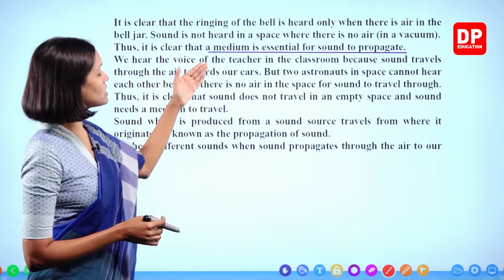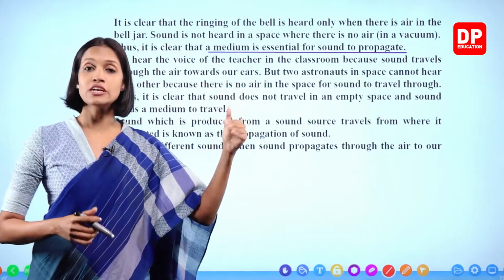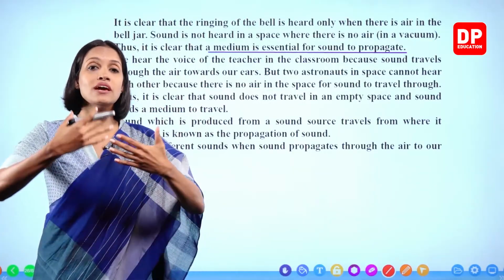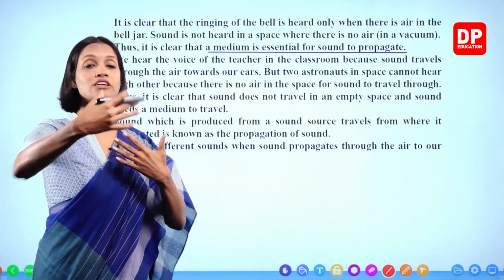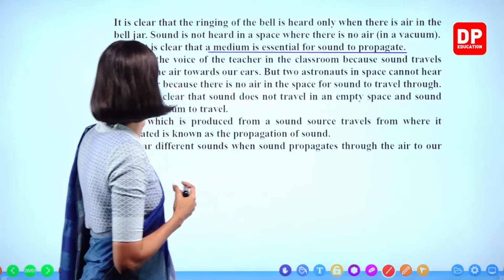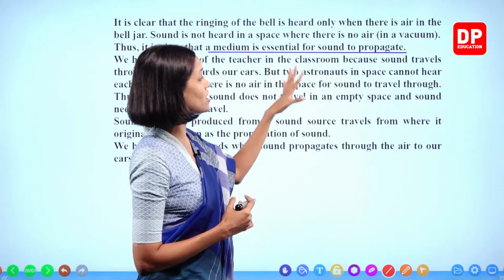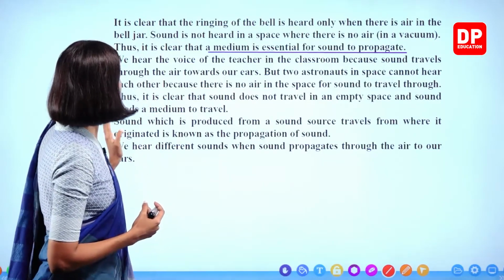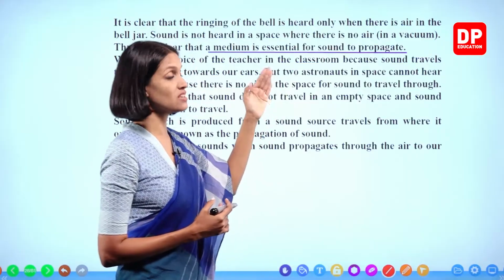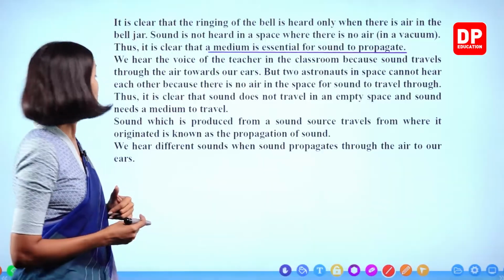We hear the voice of the teacher in the classroom because sound travels through the air towards our ears. So when your teacher talks, you can hear it because through the air, the sound reaches your ear, okay? But two astronauts in space cannot hear each other because there is no air in the space for sound to travel through, right? Thus, it's clear that sound does not travel in an empty space, which means a vacuum, and sound needs a medium to travel, right?